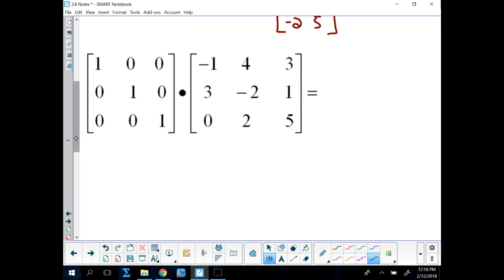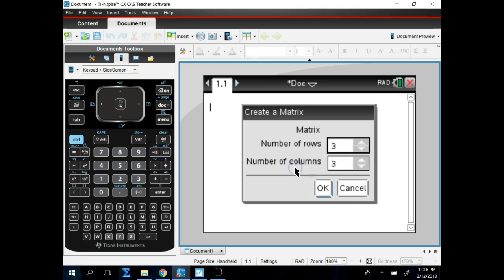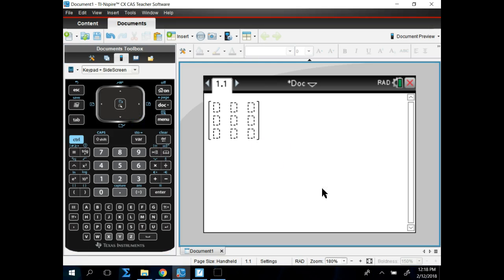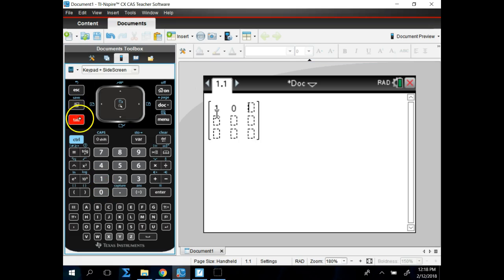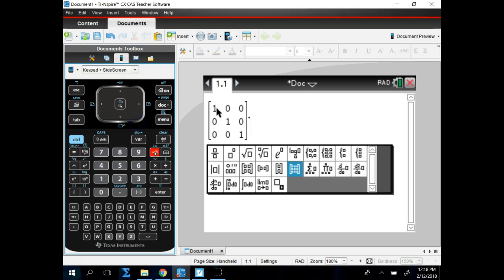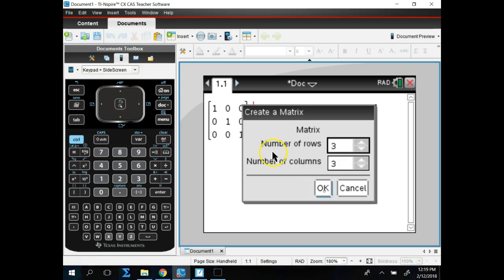It's going to be a 3 by 3, right? Let's do this multiplication on your calculators. So I need a 3 by 3 matrix where I've got 1, 0, 0, 0, 1, 0, 0, 0, 1. And I'm going to multiply that by a 3 by 3 matrix.